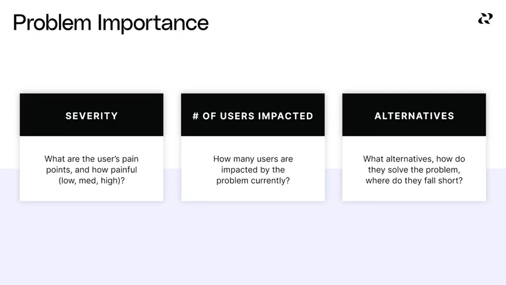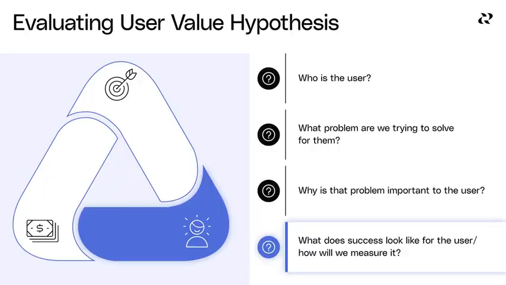What alternatives or workarounds are users employing to solve the problem today? How do these alternatives solve the problem for them? Where do they fall short? Finally, ask, what does success look like for the user? How will we measure it?